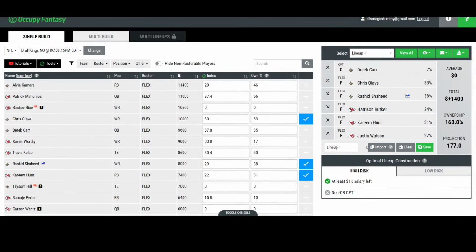What does this look like? 1,400 left per player. That's not too bad, right? We don't have to worry about salary as much here. The key is if there's 1,400 left over, who can we upgrade to that we're leaving out? And that's the key thing.